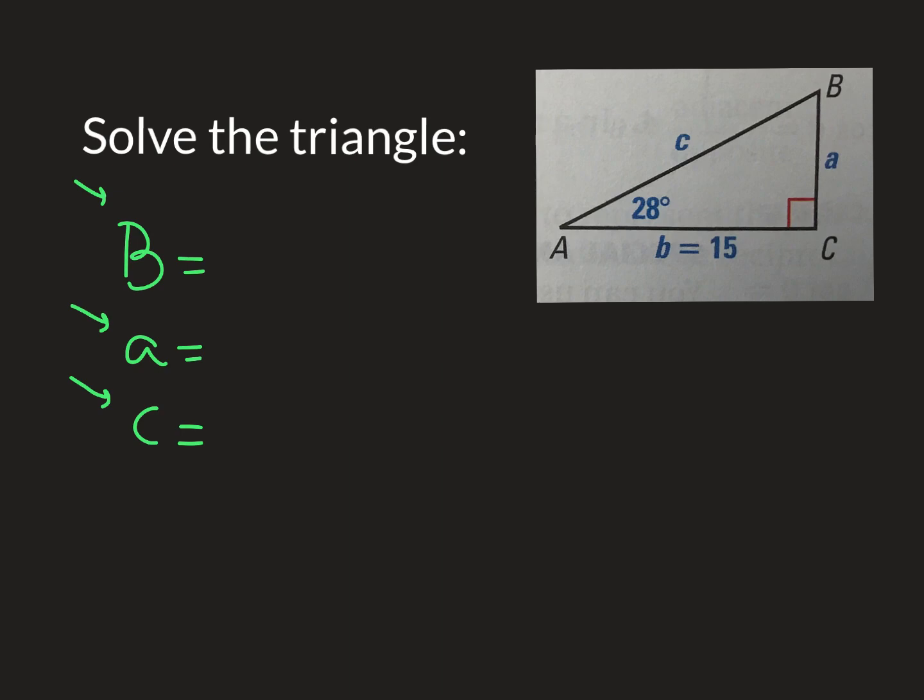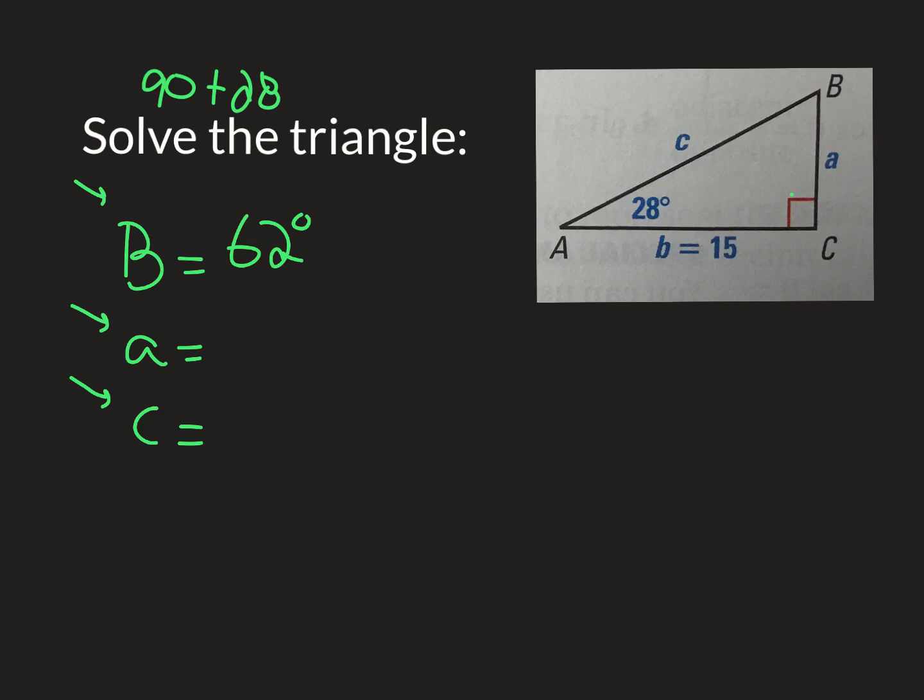So angle B, you know that all 3 angles in a triangle add up to be 180. So I have a 90 already. I've got a 28 already. So if I take those 2 angles, add them up, and subtract from 180, I'm doing it on my calculator right now, 180 minus 90 minus 28. Angle B is 62 degrees. Okay, that's the easy one to find. And really, they're all easy. I should be saying that.